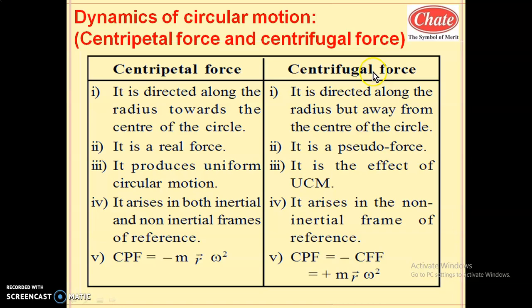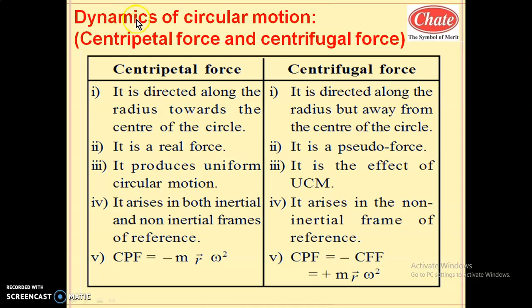Like in the motion of a lift, you have studied, when the lift moves down, the pseudo force is upward. When the lift moves up, the pseudo force is downward. Like this, in circular motion, an effect of the centripetal force is also observed, and that is along the radius away from the center, which is called the centrifugal force. Now we will study the effect of this centrifugal force by the dynamics of circular motion.